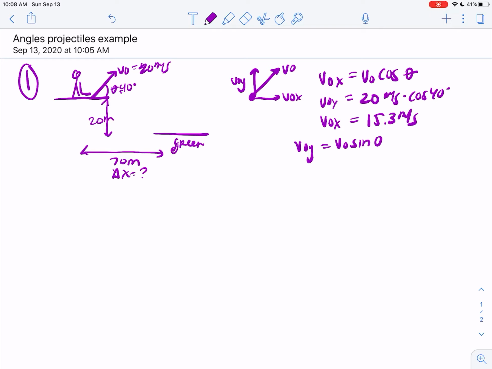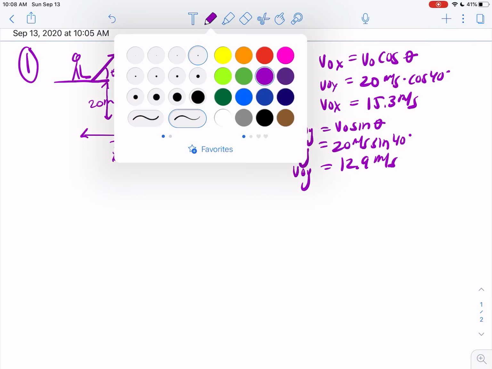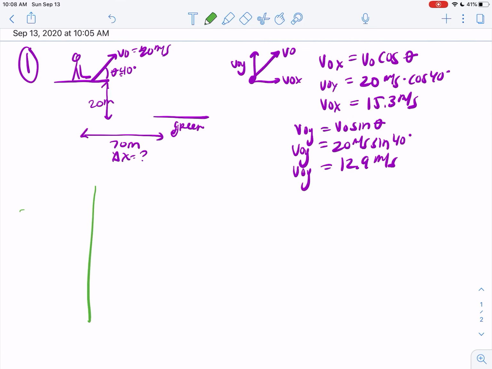And then in the Y, sine 40. 20 times sine 40 is 12.9 meters per second. And just round that, okay? Don't keep like 100,000 numbers. Okay, all right, so now I'm set. So now I'm going to go ahead and make my list. That would be the next thing that I would want to do.